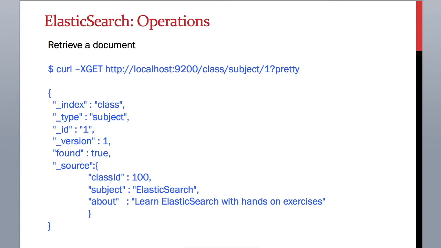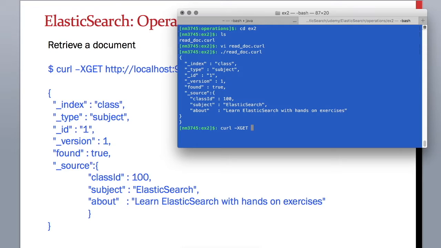So in previous lessons, we created an index and added a few documents in it. We also learned how a read operation works behind the scenes. Now we are going to do an exercise in which we will retrieve a document from Elasticsearch. Okay, let's retrieve the second document we have.